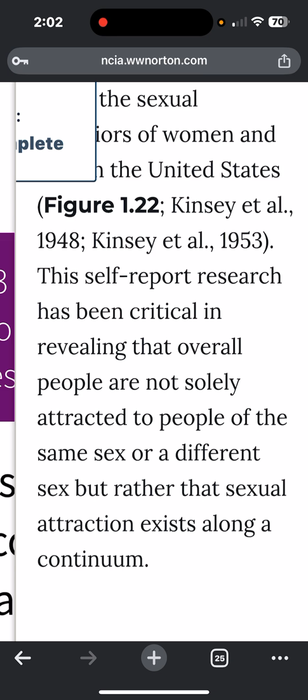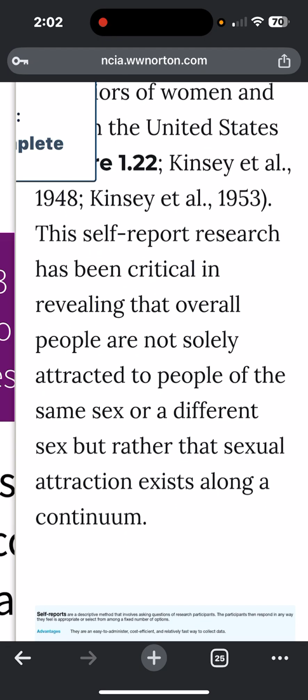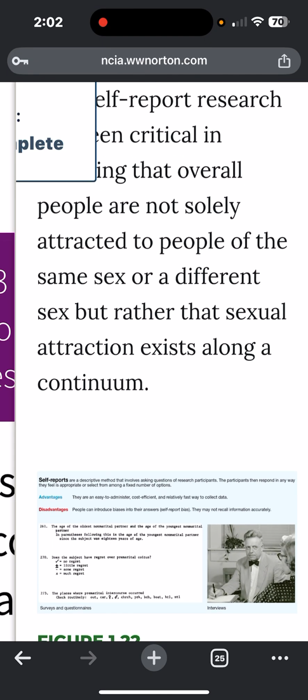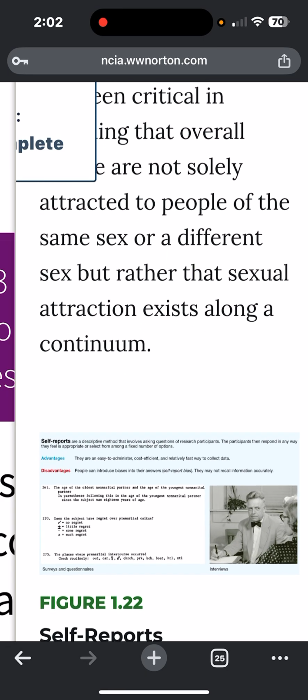This self-report research has been critical in revealing that overall people are not solely attracted to people of the same sex or a different sex, but rather that sexual attraction exists along a continuum.